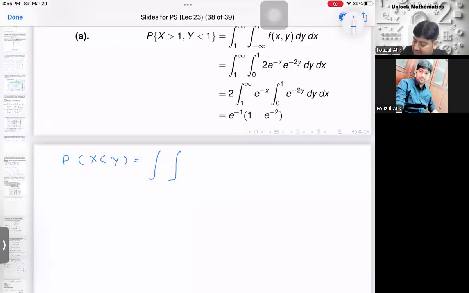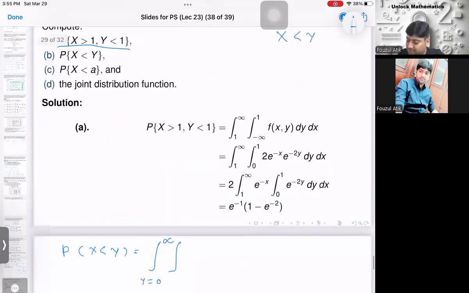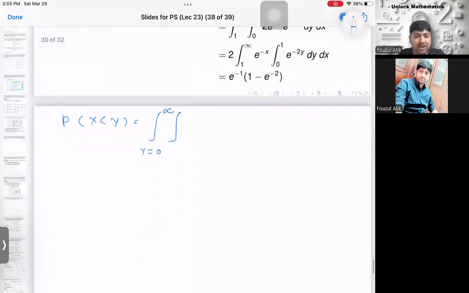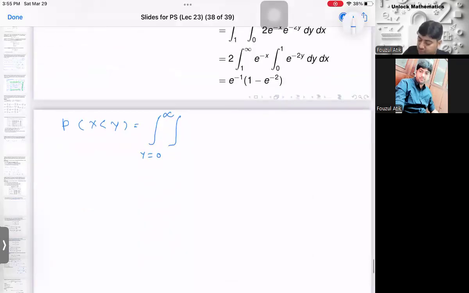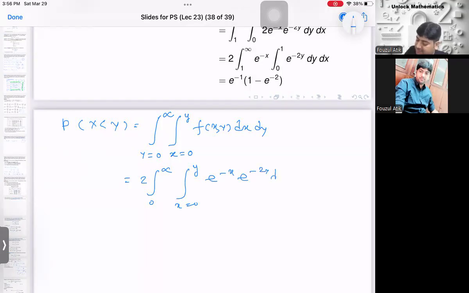So the x limit is up to y, and the y limit must be 0 to infinity. Actually it is minus infinity to infinity, but the y value runs from 0 to infinity. So y has the general limit 0 to infinity, and x starts from 0 and goes up to y. And then it is f of x y, the density function, dx dy. Now you put the value: integral 0 to infinity, and x from 0 to y, 2e power minus x e power minus 2y. I separate them out, and I want to do dx first and then dy.